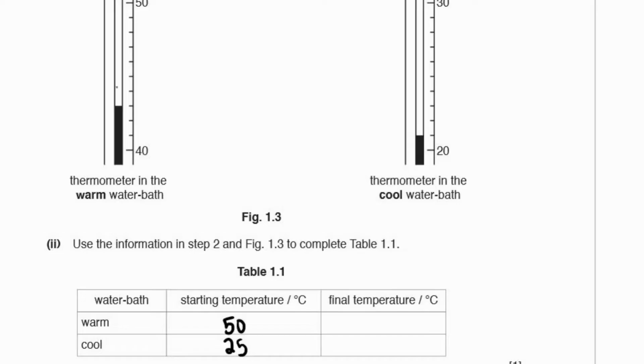The final temperature for the warm one, these go up by 1 because there's 10 gradations between 40 and 50. So that's 41, 42, 43. That's 43 degrees Celsius. And here we have 21 degrees Celsius. And that's it. That's all they want.